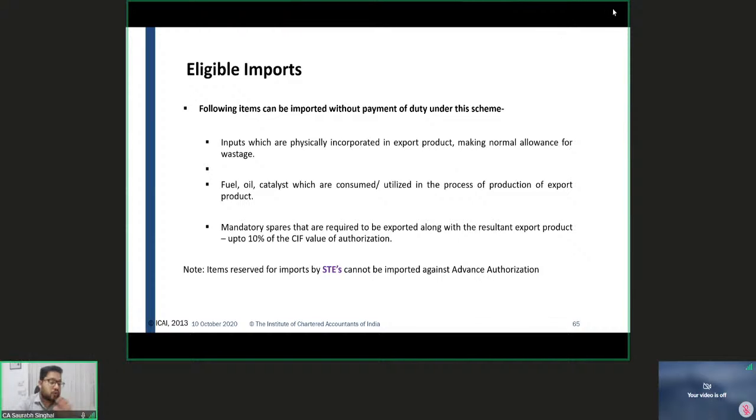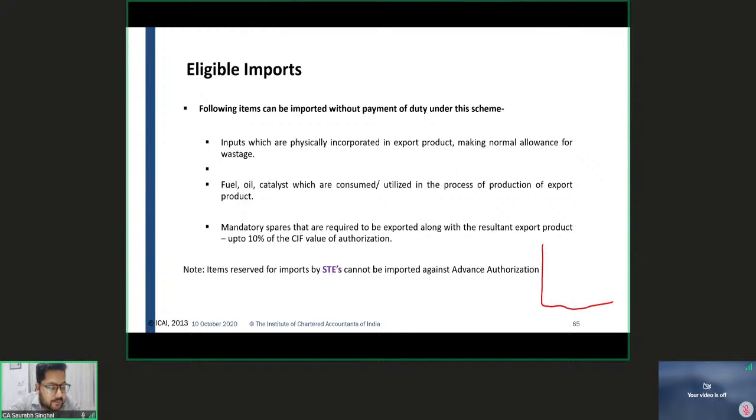What all can be imported duty free? When you apply for an advance authorization, what all can you import? You can import against that authorization inputs which are physically incorporated into the export product, taking into account some normal wastage. Fuel oil, catalyst, and others which are consumed or utilized in the process of production of the export product. Mandatory spares which are required to be exported along with the resultant export product, up to 10% of the CIF value of the authorization. So understand this.